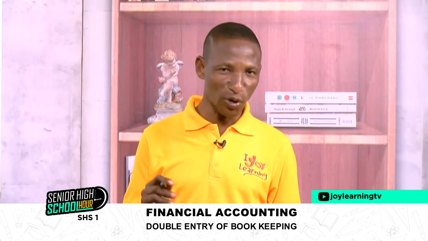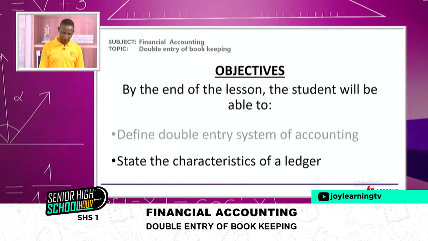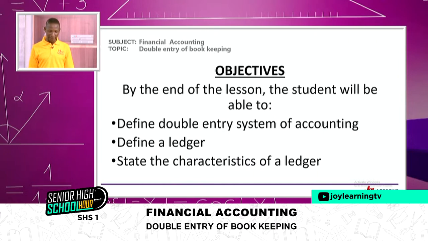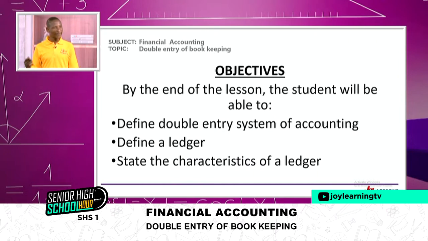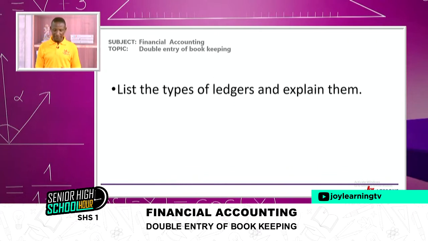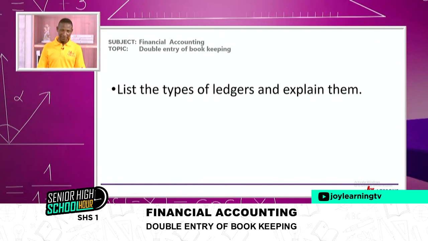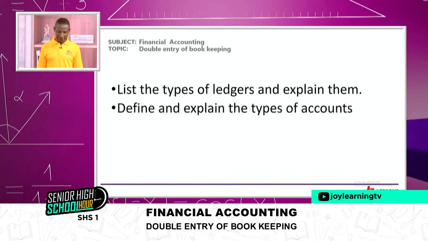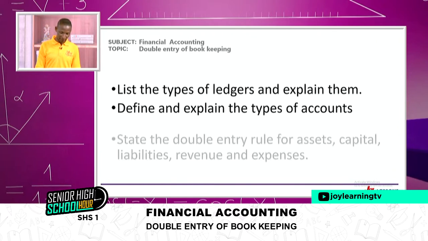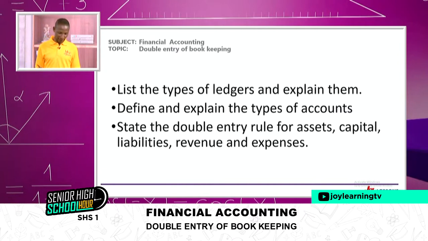So we are looking at double entry of bookkeeping today. By the end of this lesson, you should be able to define the double entry system of accounting. Define a ledger. State the characteristics of a ledger. Then list the types of ledgers and explain them. Then define and explain the types of accounts. And then state the double entry rule for assets, capital, liabilities, revenue, and expenses.